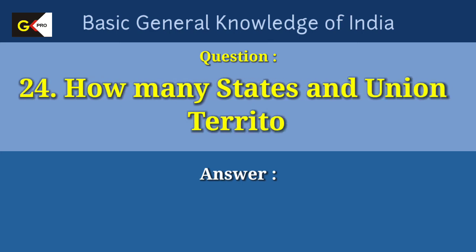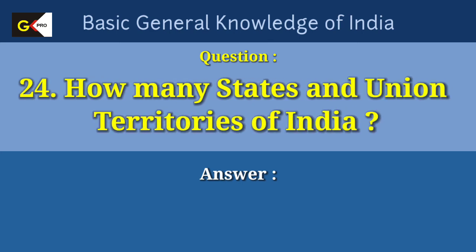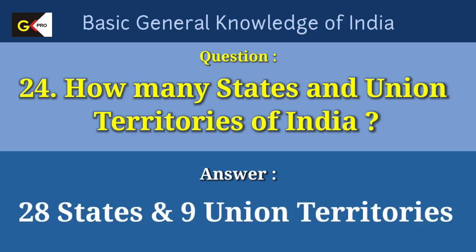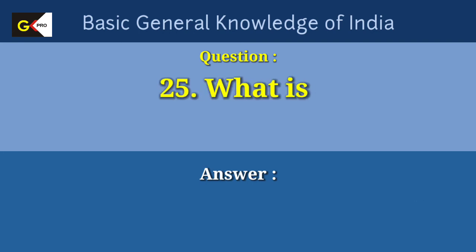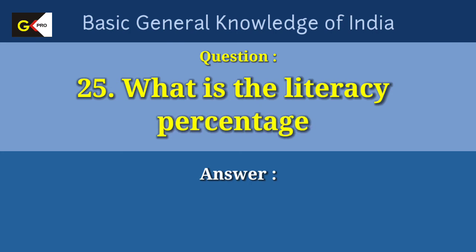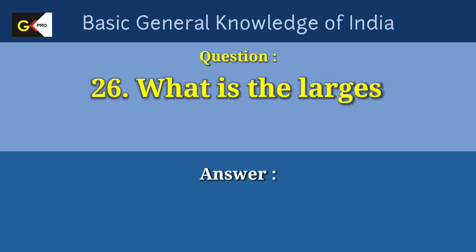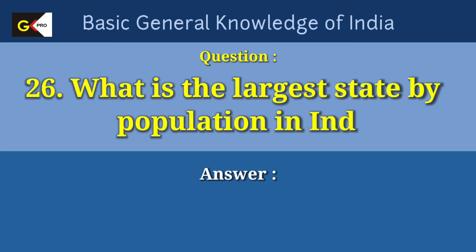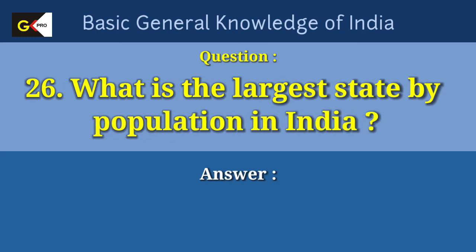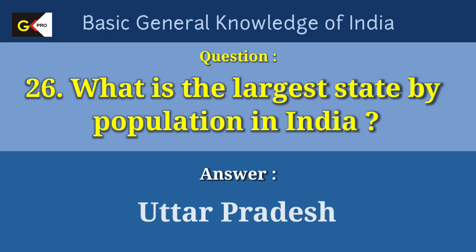24th question. How many states and union territories are there in India? Answer is 28 states and 9 union territories. 25th question. What is the literacy percentage of India? Answer is 77.7%. 26th question. What is the largest state by population in India? Answer is Uttar Pradesh.